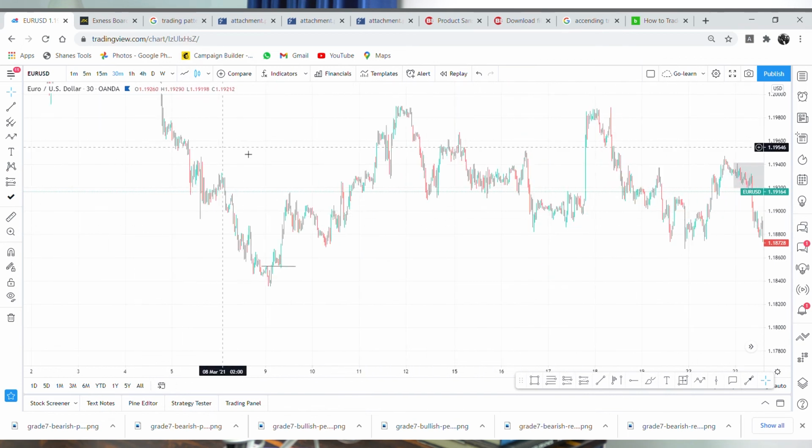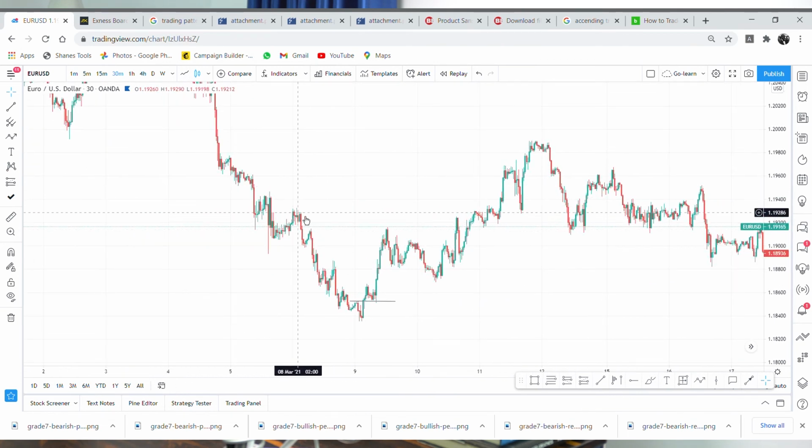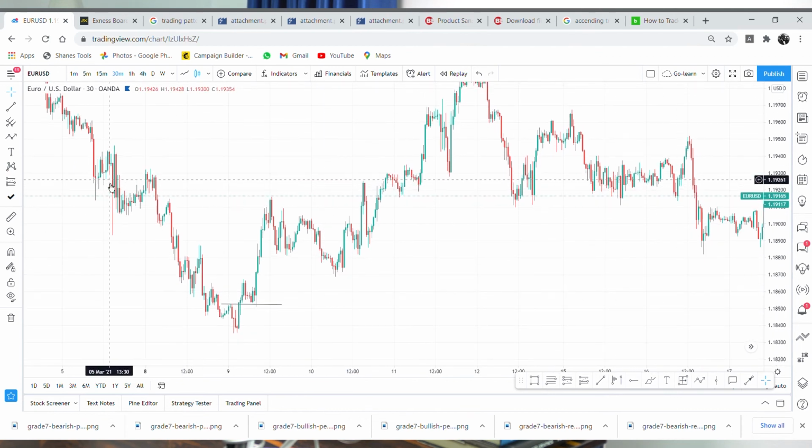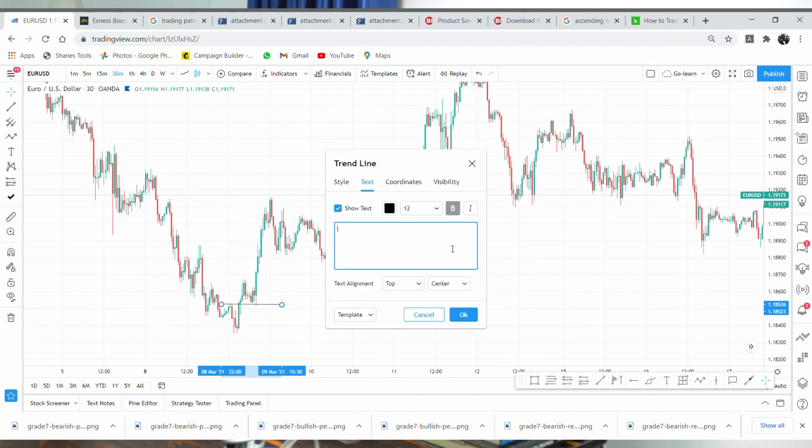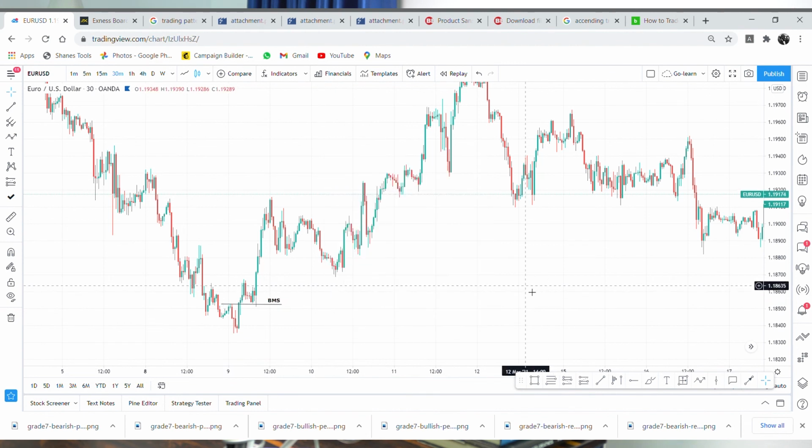Now, what about a break in market structure? See, the market was making a lower low, a lower high, a lower low, lower high, lower low, lower high, lower low. Then boom, it broke the previous lower high. Then it started making higher highs, higher lows, higher highs, higher lows, and so on and so forth. So you're going to annotate it on your chart as a BMS. It's simple.